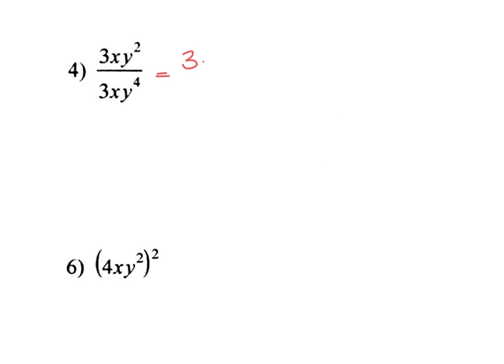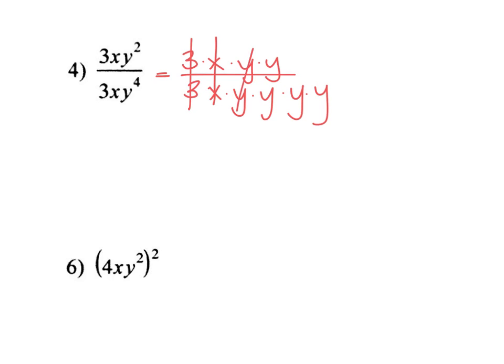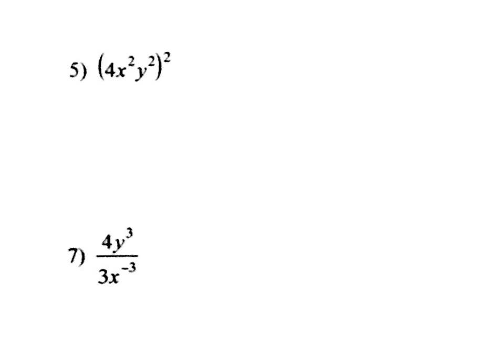Okay, again, we're going to expand out. 3 times x times y, 3 times x. All right, 4 y's this time. The 3's cancel, x's cancel, y's cancel. Again, my y is left on the bottom, so I've got y squared on the bottom, and I need to put something on the top of the fraction, so I'm going to put a 1 so that I don't change the value.